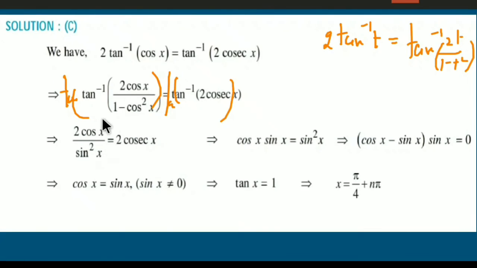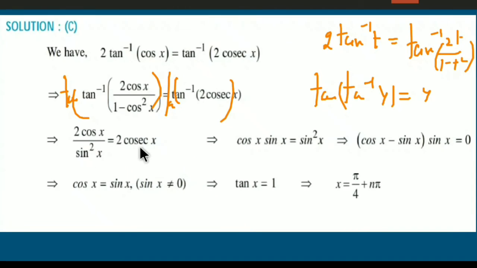Then tan of tan inverse y is equal to y, which we are using here. So that is 2 cos x upon sin square x, since 1 minus cos square x is sin square x, equal to 2 cosec x, and then solve it as an equation by multiplying. You can't cancel sin x here, because if you cancel sin x, you will miss the solution. So it's better to just take it common on the left side.